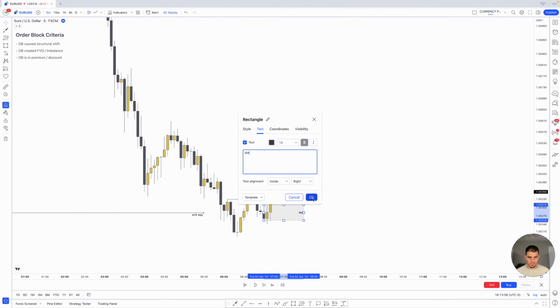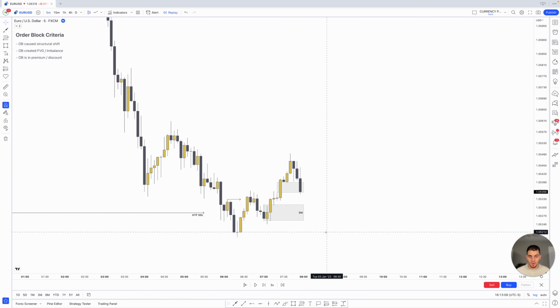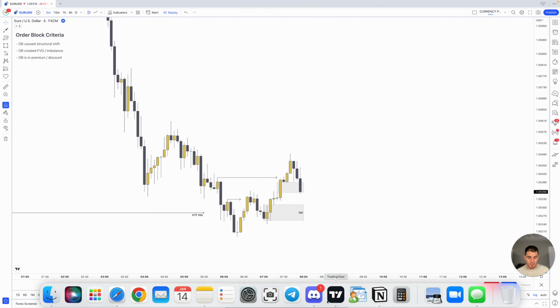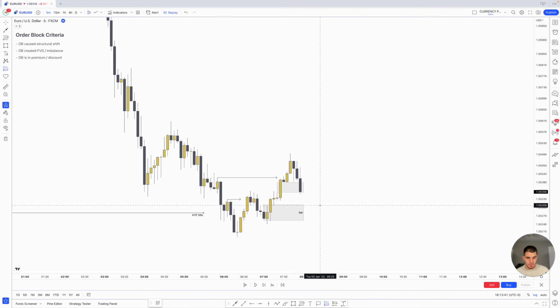Let's just label it 5M because that's the entry time frame that we are on. And this right here sums up the whole checklist. The order block caused a structural shift right here. You could also say that this was the structural shift. Either one works, to be honest, in this case. The order block created an imbalance, right? There was imbalance here, and this is the most extreme order block that caused that move. And the order block is definitely in discount pricing of our current bullish leg. So with that being said, let's set a position.